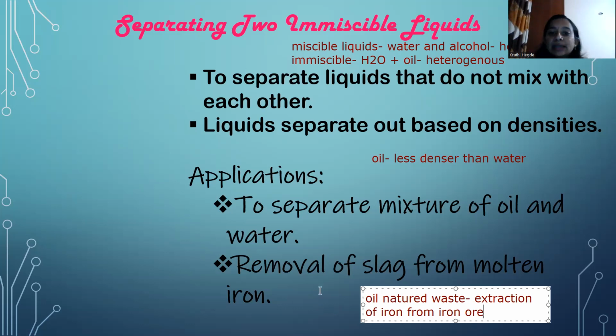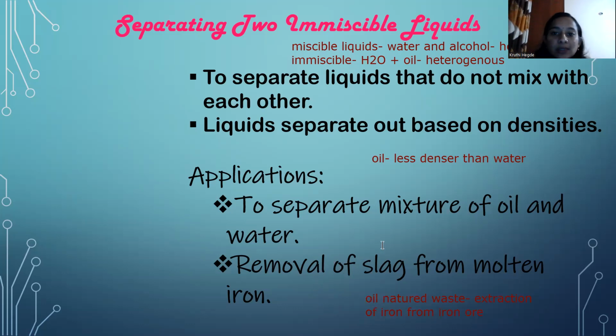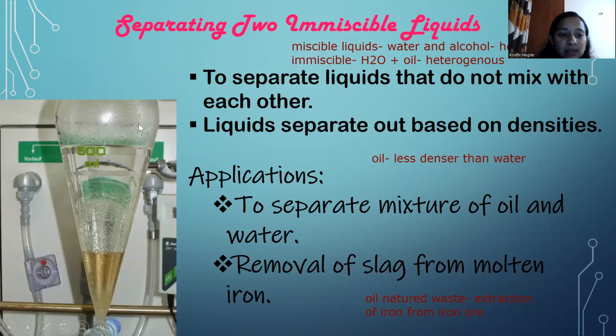In separating iron from iron ore, they use this separation technique to separate two immiscible liquids. How do they do that? They do that by using an apparatus called a separating funnel, which looks like this. This is a separating funnel.